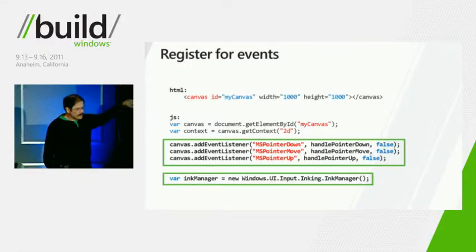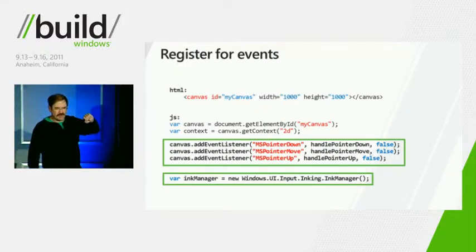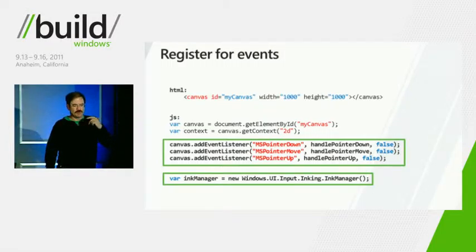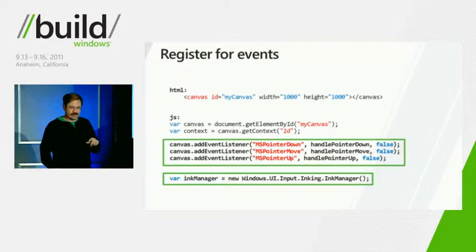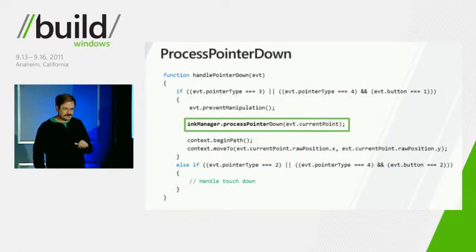And then at the bottom here, you notice we've created a new instance of the Ink Manager. This is the thing she was referring to. It will hold the strokes, and it will provide most of the manipulations and compute the Bezier curves for you. Now, let's go look at the first handler, pointer down.